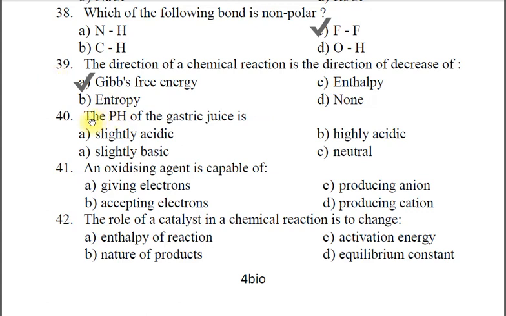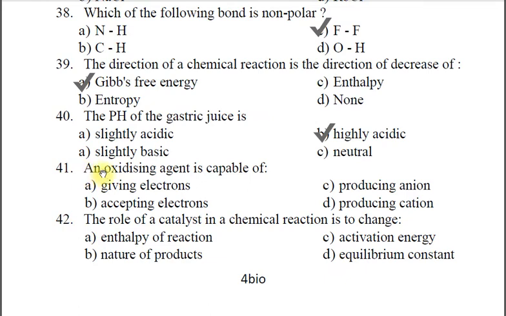Question number 40. The pH of gastric juice is: slightly acidic, slightly basic, highly acidic, or neutral. The correct answer is that it is highly acidic. The gastric juice contains hydrochloric acid and its pH is from 2 to 3. So it is highly acidic.